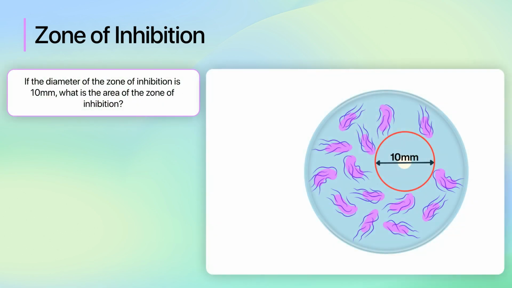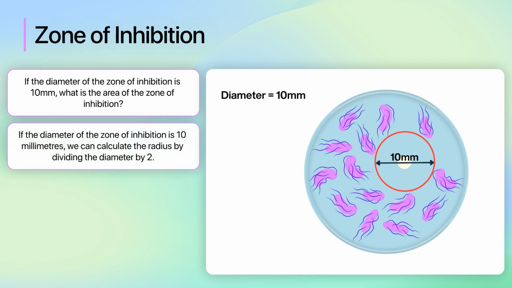Let's take a look at an example. If the diameter of the zone of inhibition is 10 millimeters, what is the area of the zone of inhibition? We can calculate the radius by dividing the diameter by 2. In this case, the radius is 10 millimeters divided by 2, which gives us 5 millimeters.